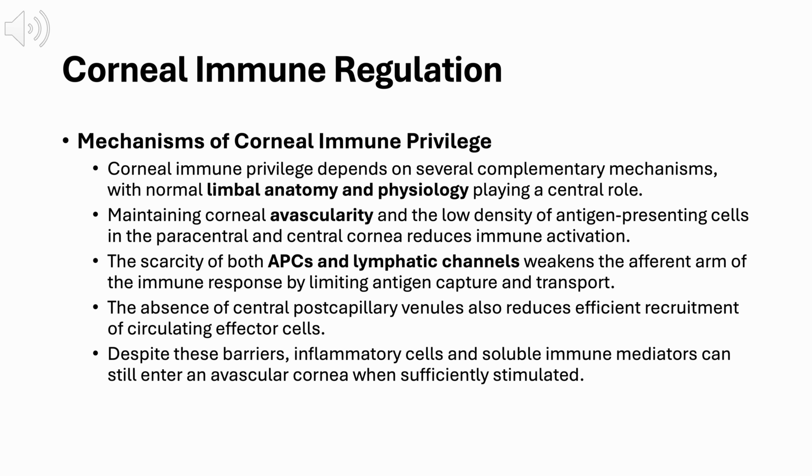On top of that, the absence of central postcapillary venules reduces efficient recruitment of circulating effector cells, weakening the effector arm as well. So the cornea restrains multiple phases at once. But privilege is not absolute, and this is the recurring caveat of the whole chapter. Inflammatory cells and soluble mediators can still enter an avascular cornea when the stimulus is strong enough. Next, the molecular side of that protection.